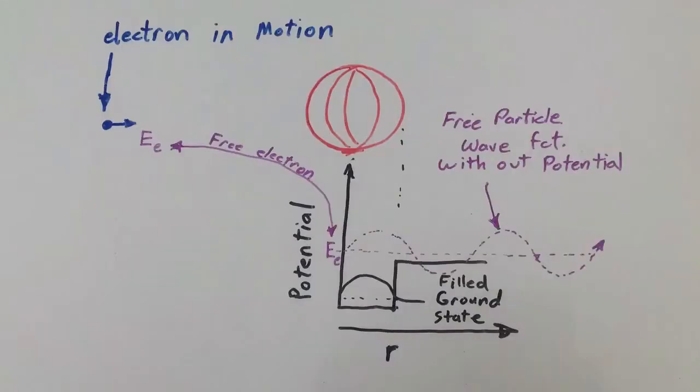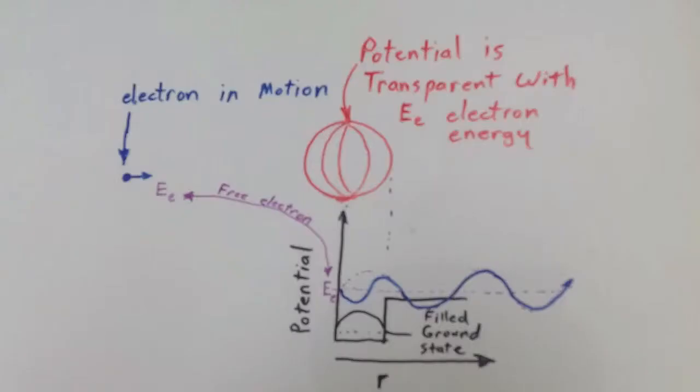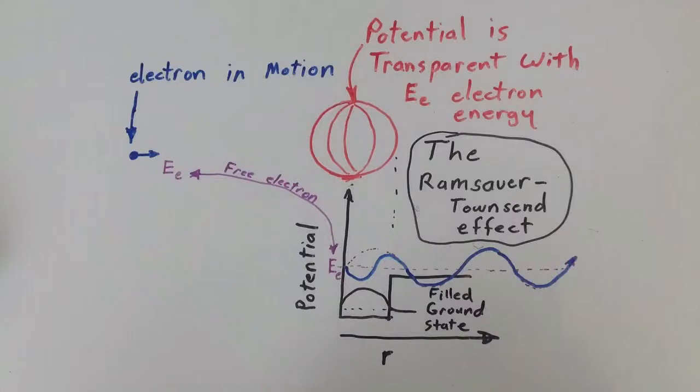Now we draw the wave function of the free particle as if there were no potential. Then we draw in the wave function of the electron with the potential and see that it exactly matches the free particle wave function outside the potential. This means the electron acts as if the potential were not there. The potential is transparent at this electron energy. This is called the Ramsauer-Townsend effect and was discovered almost 100 years ago using electrons diffracting from the inert elements.